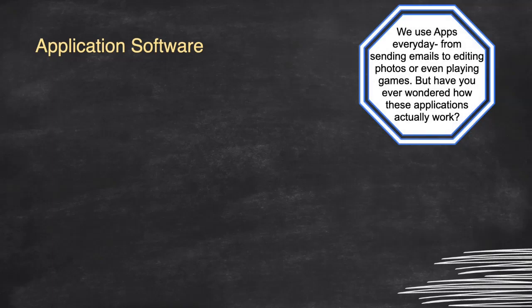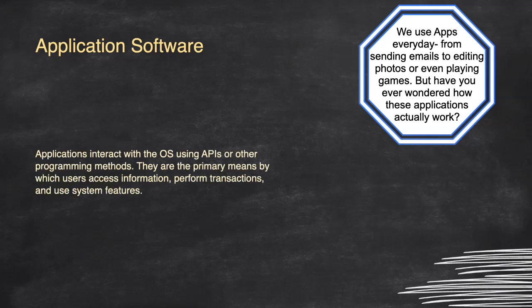Moving next, friends, when you use apps every day, from sending email to editing photos or even playing games, have you ever wondered how these applications actually work? Friends, application software interacts with the operating system using APIs, that is application programming interfaces, or other programming methods. Applications serve as a primary tool through which users interact with a device, allowing them to access information, perform transactions, and utilize system features.